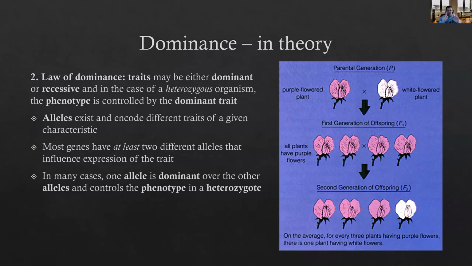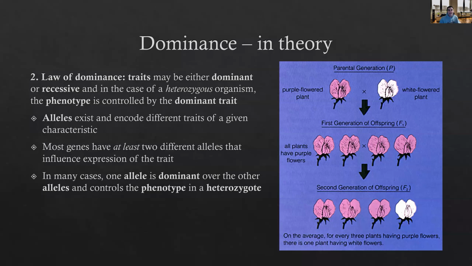If these differ, if they're two different versions of that gene, you are heterozygous for that particular gene. You have two different alleles, two different versions of that gene. What Mendel tells us is that one of those versions has to be dominant over the other. And that is the trait that is going to control the phenotype, the outward appearance.